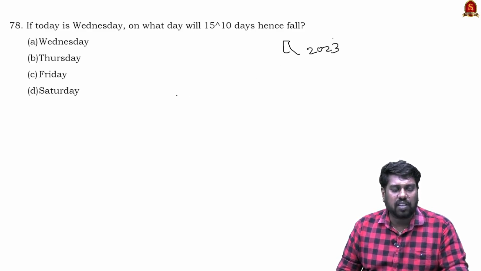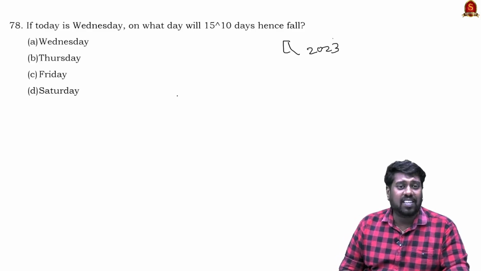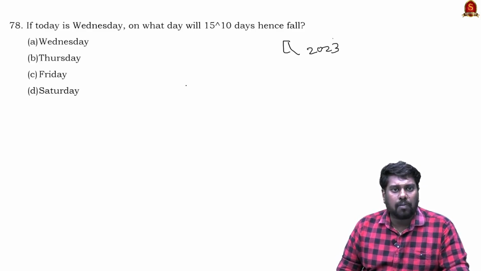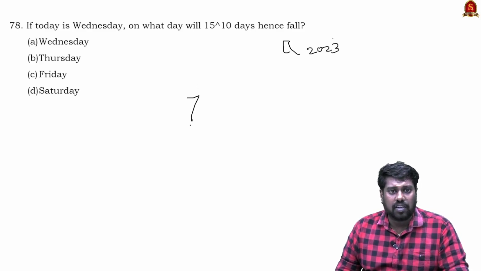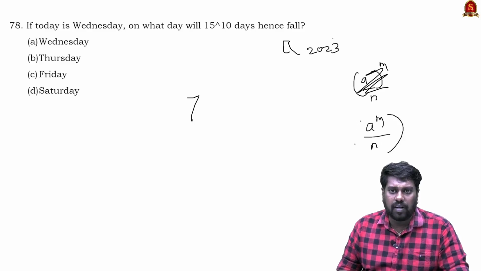For this, the topic is a combination of calendars and the remainder theorem. Always in calendar, what is your cutoff digit for you to divide to find out the number of odd days? It is 7. So here you know a rule in remainder theorem, yes or no? For example, a to the power m divided by n, you are going to find out the remainder. This can also be written as a by n the whole power m. That shortcut we can apply here.